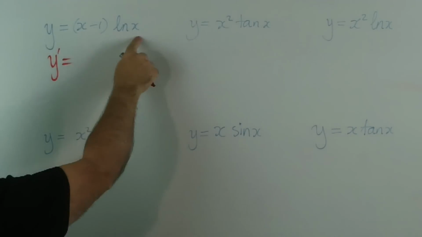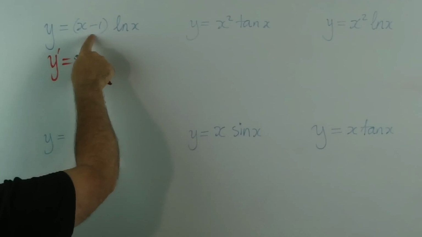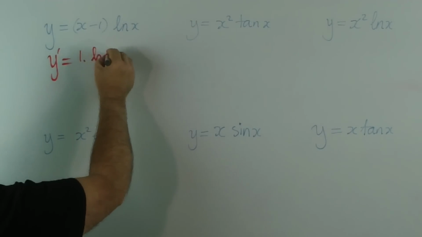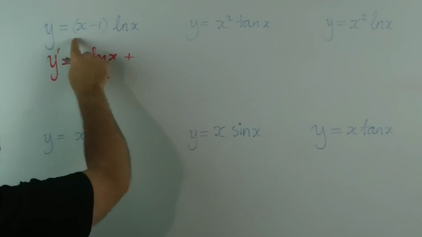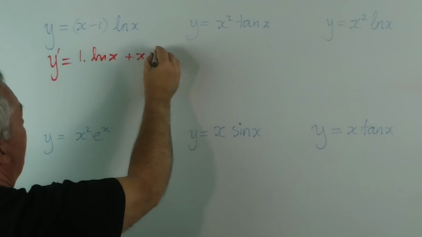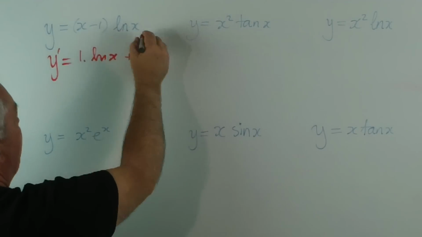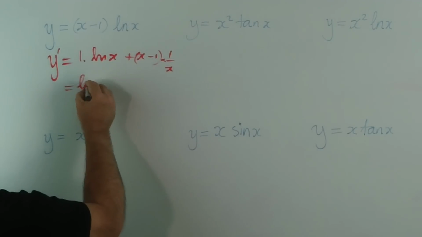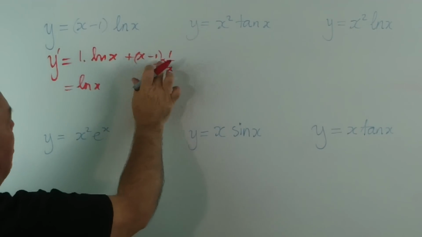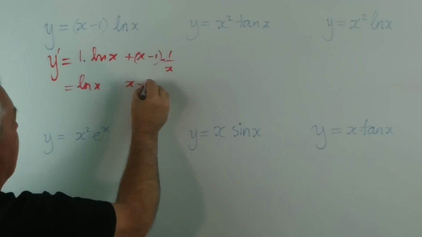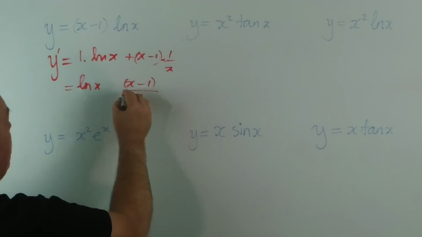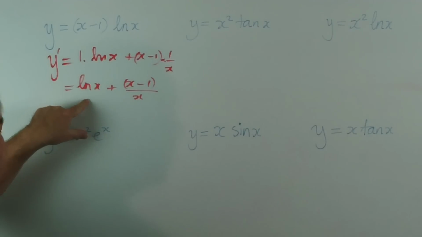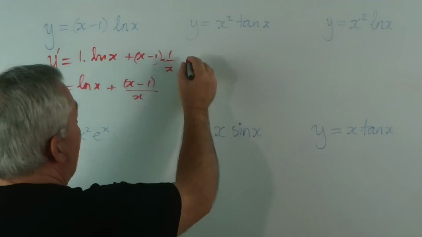The derivative of this product is the derivative of that, x minus 1, and the derivative of that of course is 1, times the log x, plus, leave this alone, multiplied by the derivative of log x. 1 times log x of course is log x, and x minus 1 times 1 is x minus 1 over x. So we have the derivative stage and then the simplification stage.